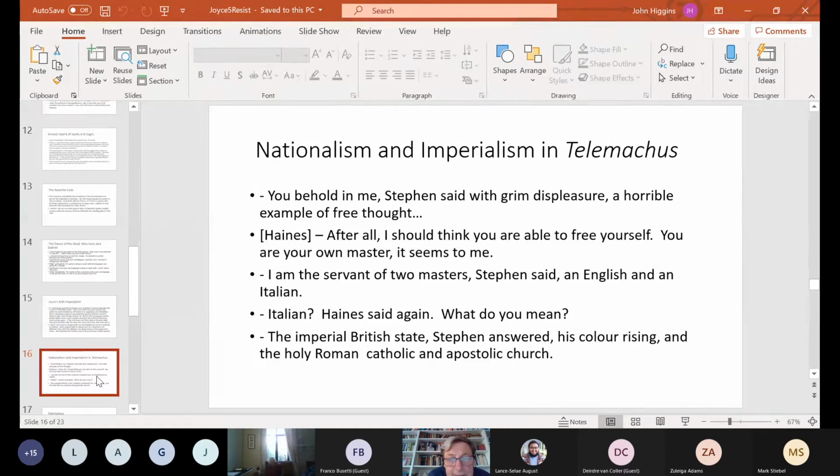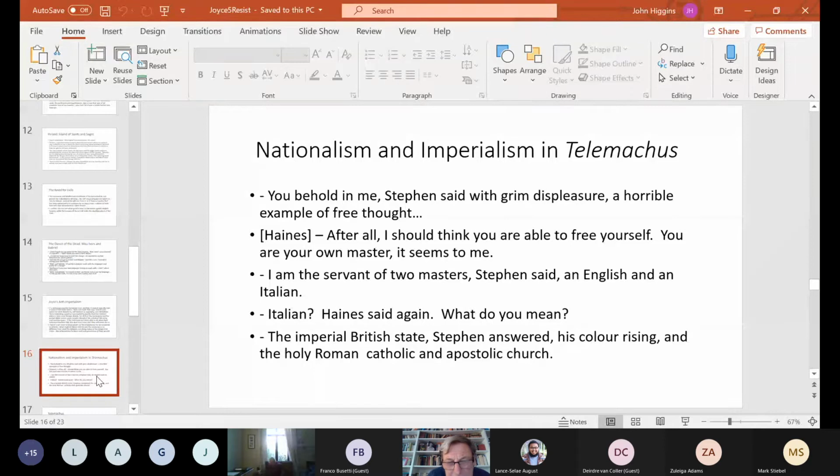Haynes replies, "After all, I should think you were able to free yourself. You were your own master, it seems to me." Haynes is very impressed by the quality of Stephen's intellect. But when Haynes says he's your own master, that is something Stephen can't accept. "I am the servant of two masters," Stephen said, "an English and an Italian."